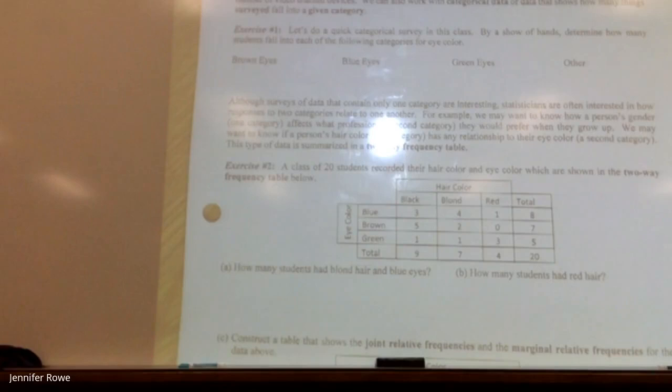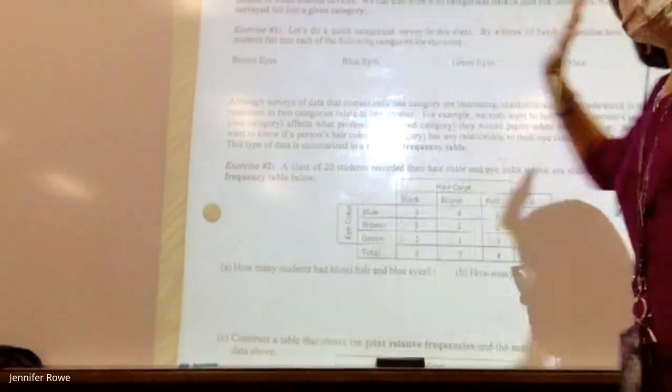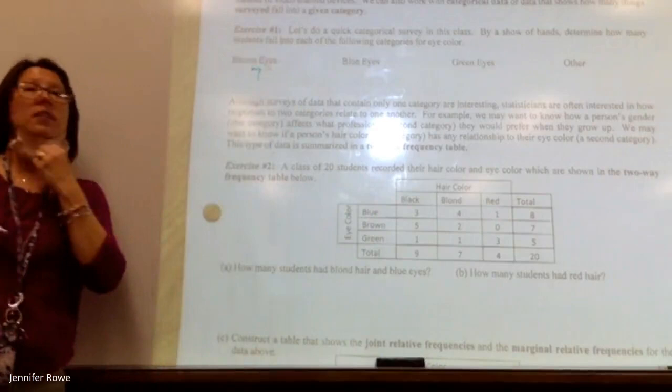Okay, how many of you have brown hair? Hands up so I can count. I don't count imagined hands. 1, 2, 3, 4, 5, 6, 7. Seven of you? Okay, seven of you have brown eyes. How many blue eyes? 1, 2, 3, 4, 5, 6, 7, 8.